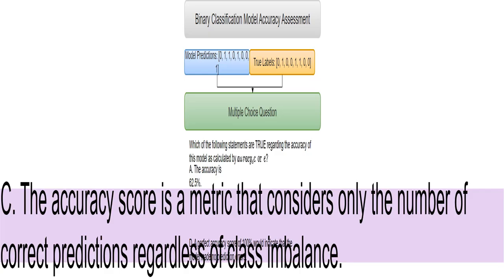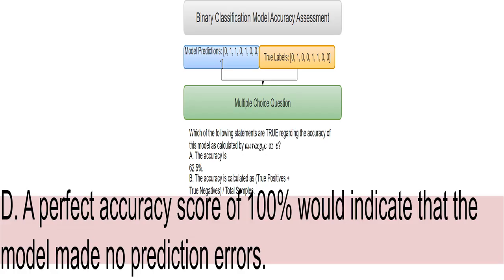This statement says that the accuracy only cares about the number of correct answers and does not consider if one type of prediction is more frequent than the other. It's straightforward. This is stating that if the accuracy is 100%, then the model was perfectly correct each time. It made no mistakes in its predictions.